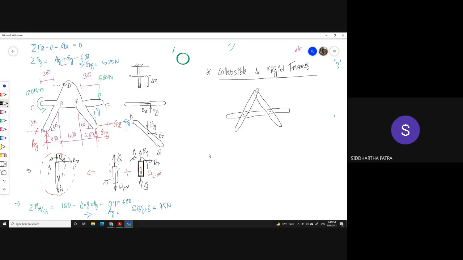Now, by pinning them at three locations, we know that the pin joints can prevent two translatory motions, but it cannot prevent rotation. Okay. So imagine if this is member number 1, this is member number 2, this is member number 3.